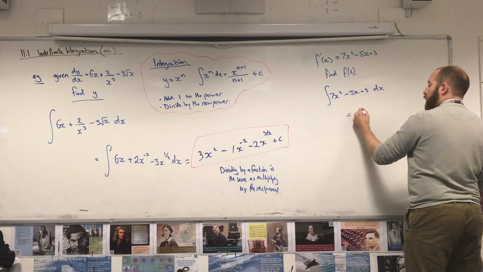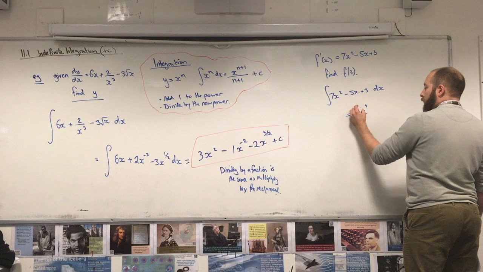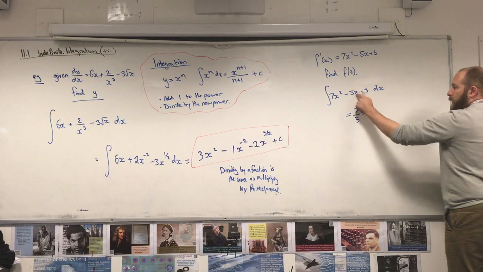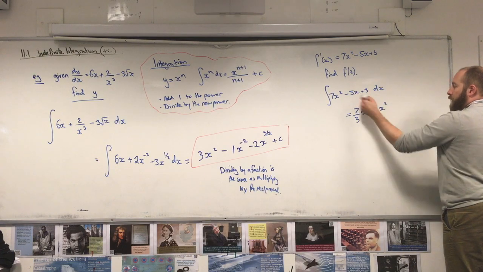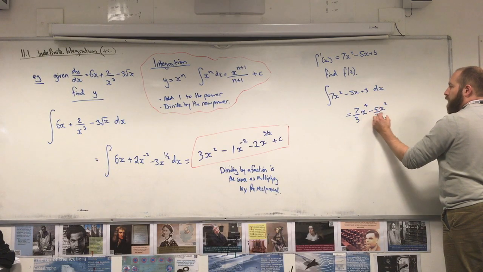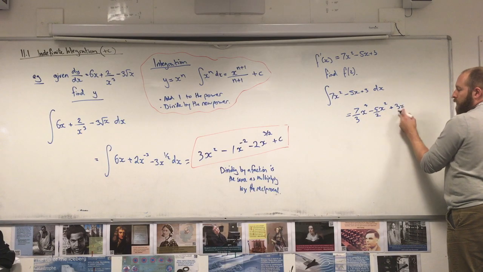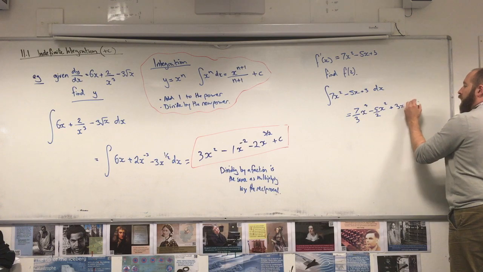So the power goes up, x cubed, divide by the power, 7 over 3. There we go. Power goes up, x squared, divide by it, minus 5 over 2. Power goes up, 3x to 1, divided by 1, and you're left with plus c.